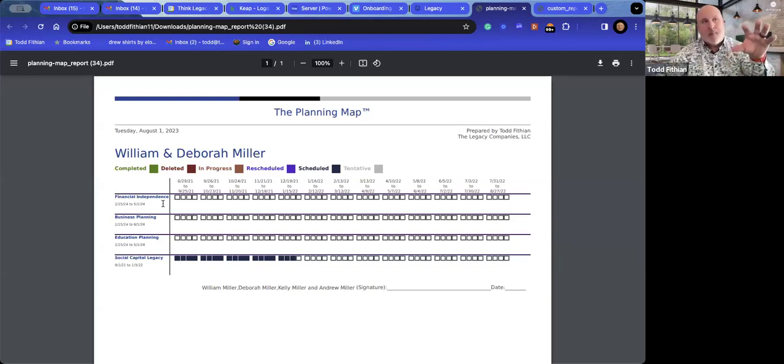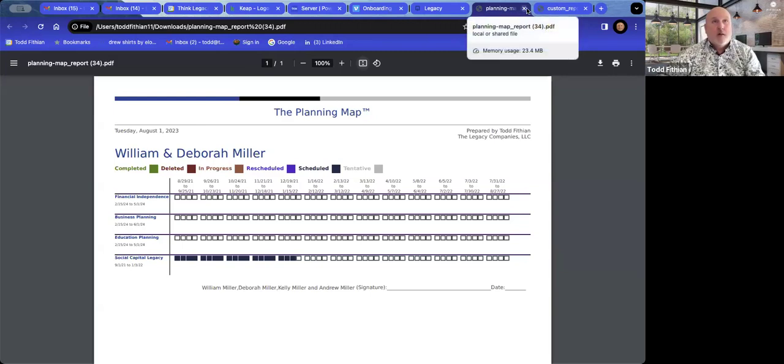But it becomes a very powerful visual map. Clients are signing off on it. They're initialing on it. And it just becomes, again, further conviction to the fact that we've got a process to this. We're going to see this through. We're going to make this actionable, and we're going to drive results for the client.